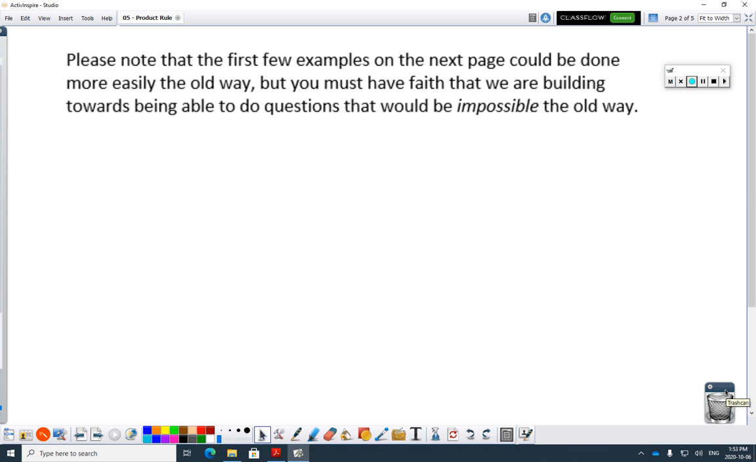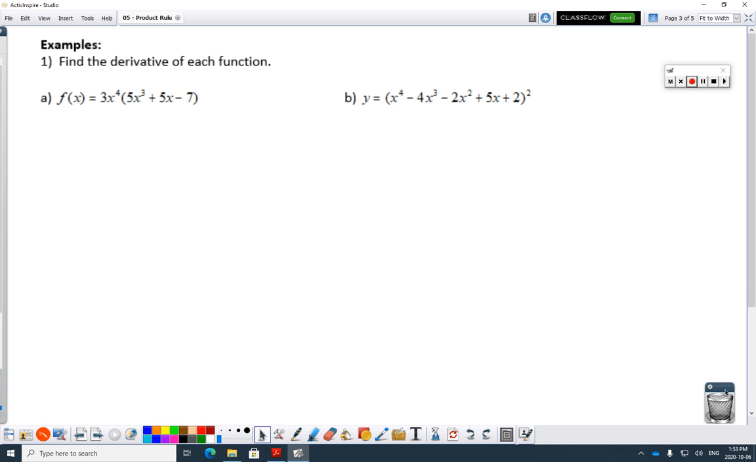Please note the first few you might look at and go, I don't need any new rule to do these. Like a lot of things in math, we have a new rule and we go try it. We try it out on some easy stuff, getting ready for tougher stuff later. Okay, so if you look at these and go, well, why would you do it that way? I wouldn't. I'm just practicing the new rule.